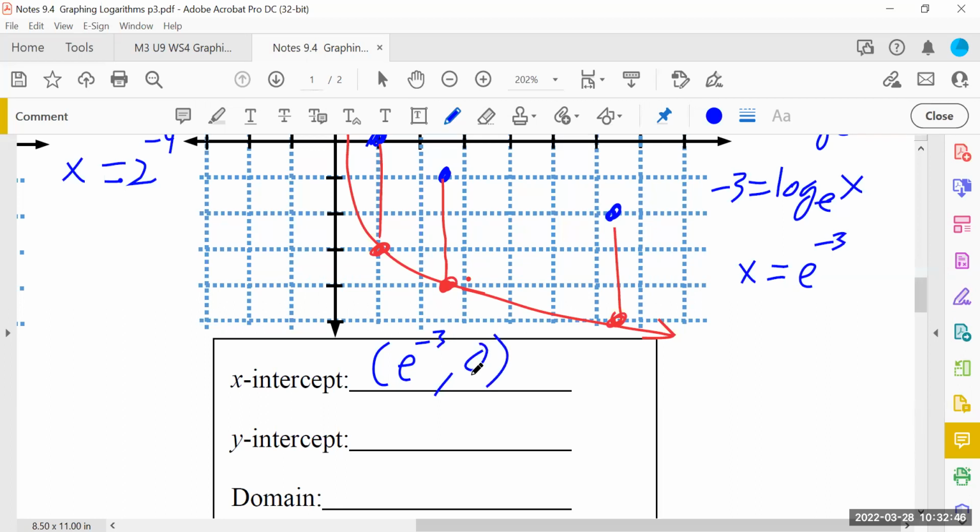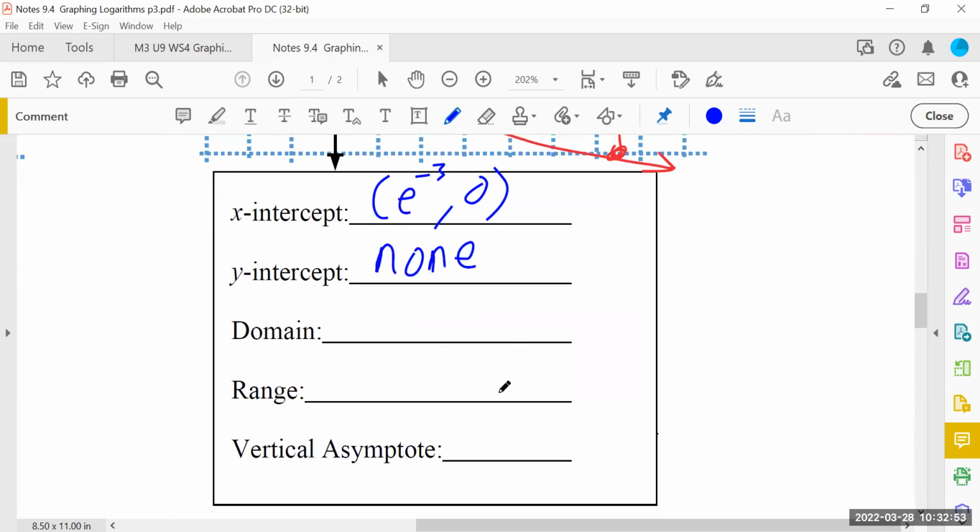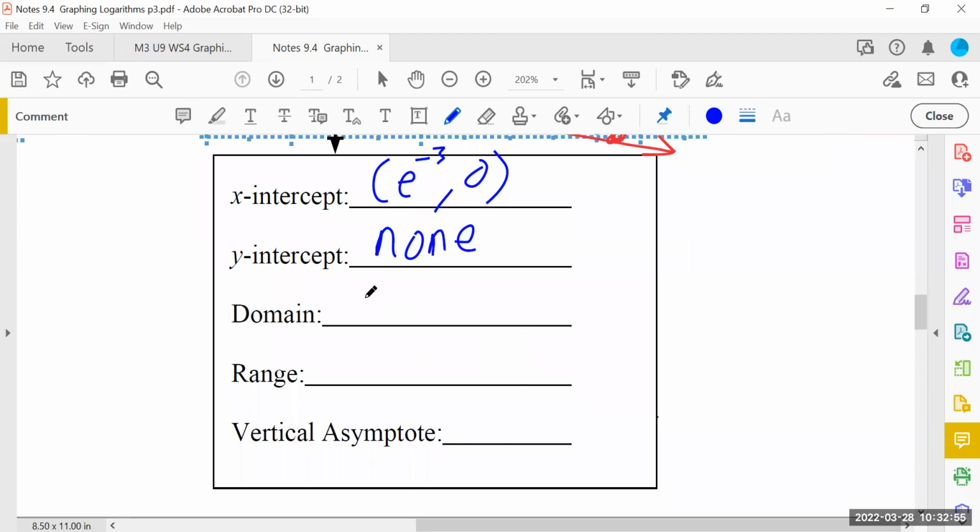This one, once again, does not have a y-intercept. So the y-intercept would be none. Again, my domain and vertical asymptote haven't changed. 0 to infinity.